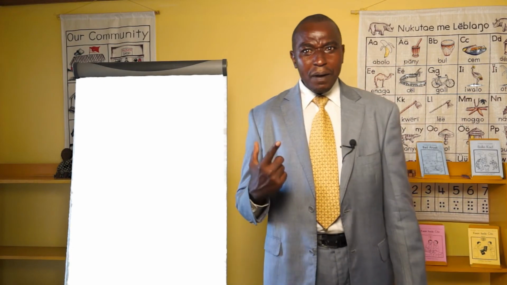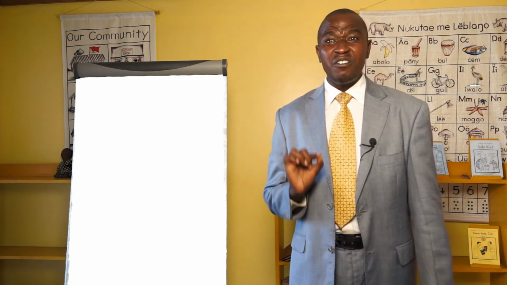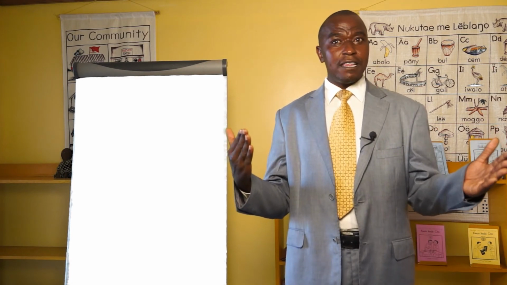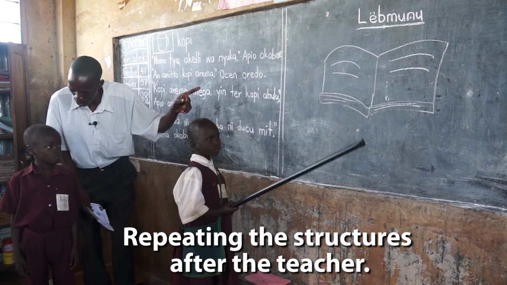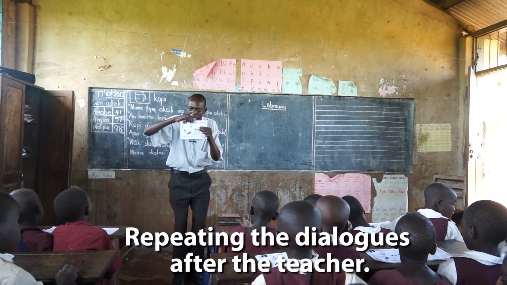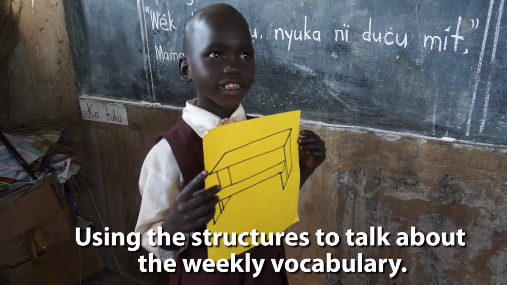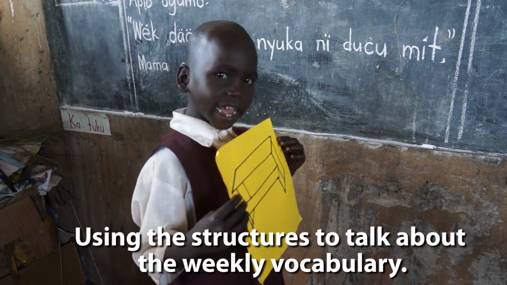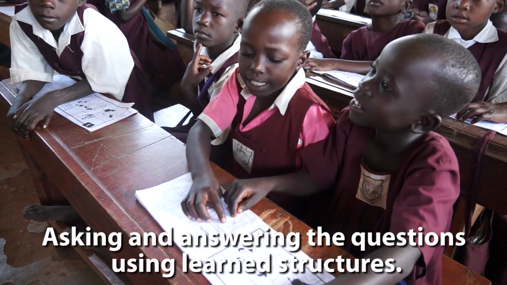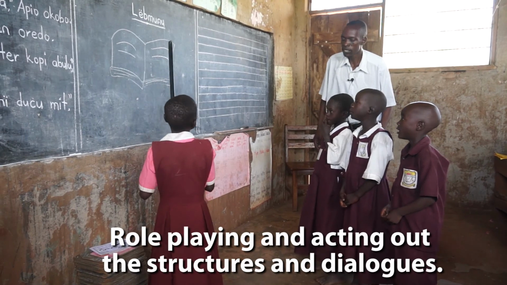Did you identify the parts of the lesson where the teacher did assess individual pupils' performance in the following competences? Let's review them together. Repeating the structures after the teacher. Repeating the dialogues after the teacher. Using the structures to talk about the weekly vocabulary. Asking and answering the questions using learned structures. Role-playing and acting out the structures and dialogue.